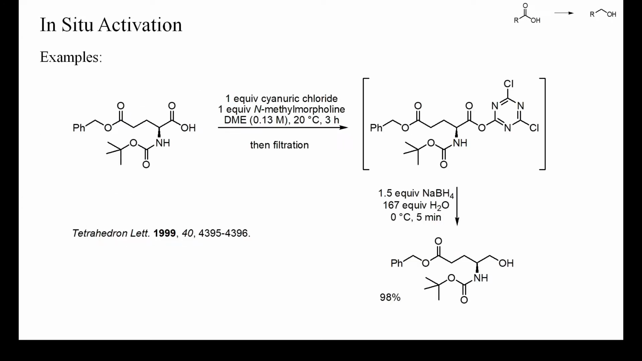In this example, protected glutamic acid was activated by conversion into a triazinyl ester by treatment with cyanuric chloride and a weak base. Removal of the amine hydrochloride by filtration can be beneficial because the reducing agent may also react with the amine hydrochloride to yield hydrogen and the amine. Here, only 1.5 equivalents of sodium borohydride were sufficient to bring about a complete reduction of the active ester, without any significant reduction of the benzyl esters.